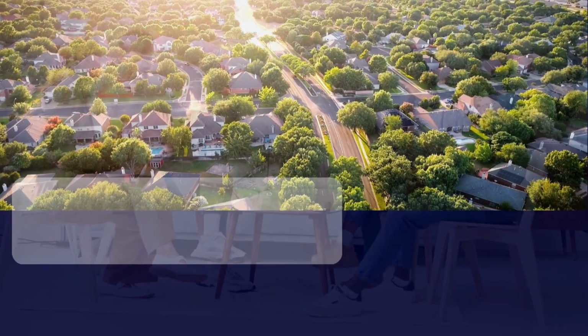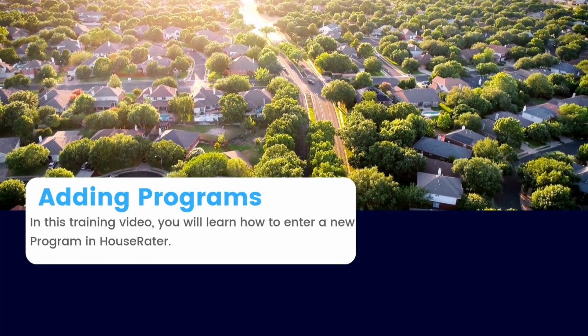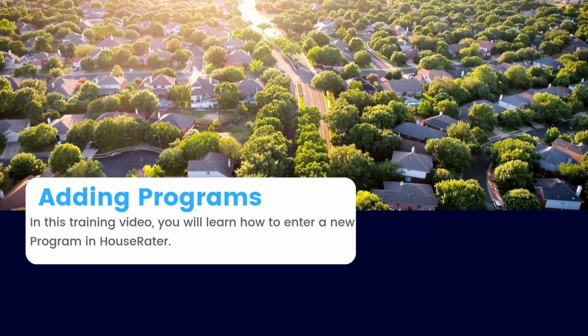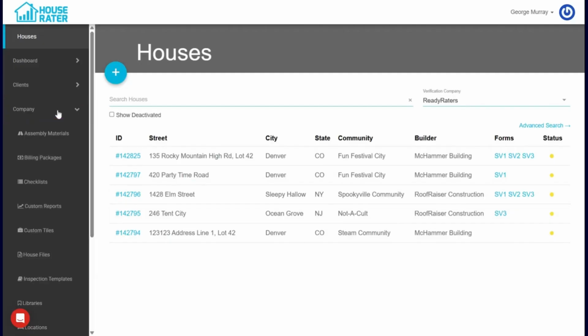In this video, we will teach you how to add a program into HouseRater. Programs allow you to track the verification and certification services provided on a project. To begin, click on the Company tab in the left navigation bar, then scroll down and select Programs.